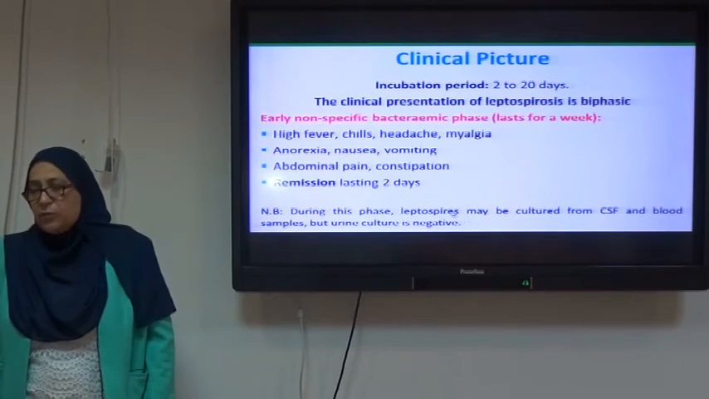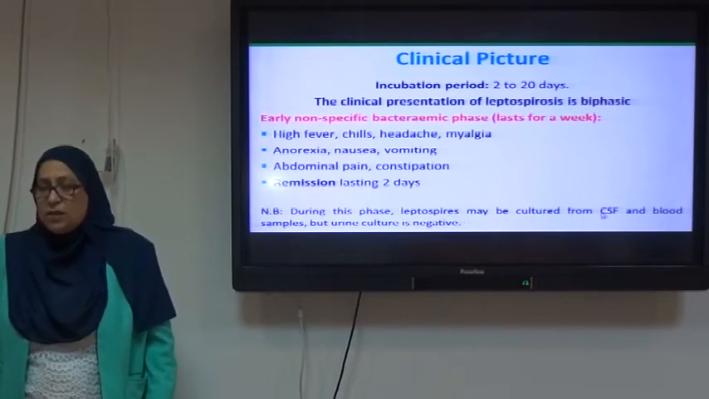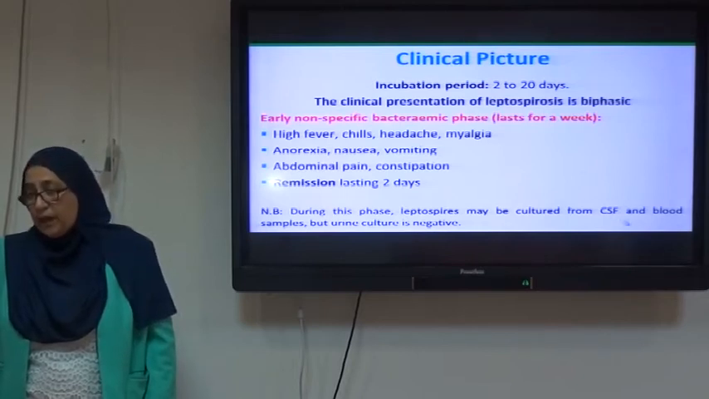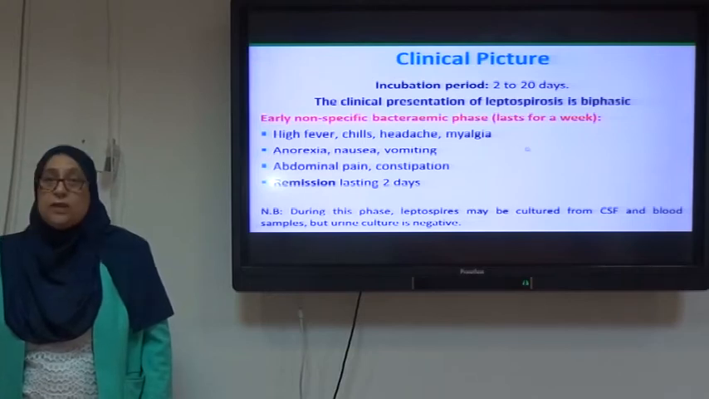During this phase, Leptospira can be cultured from CSF and blood samples. A urine culture is negative. So I can isolate the organism during this period from the CSF and blood.